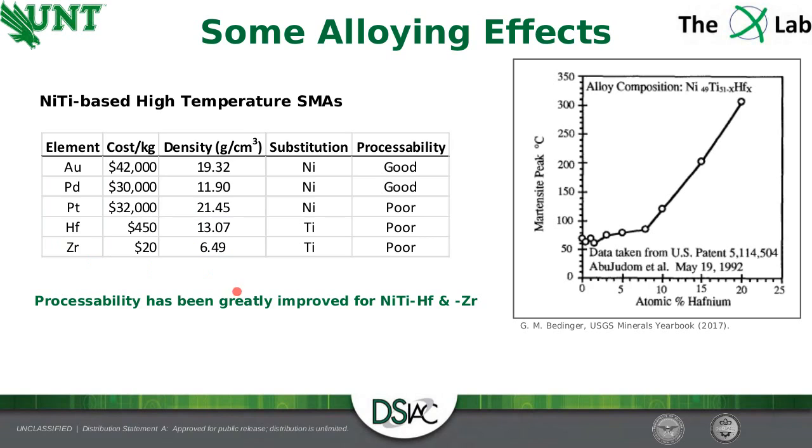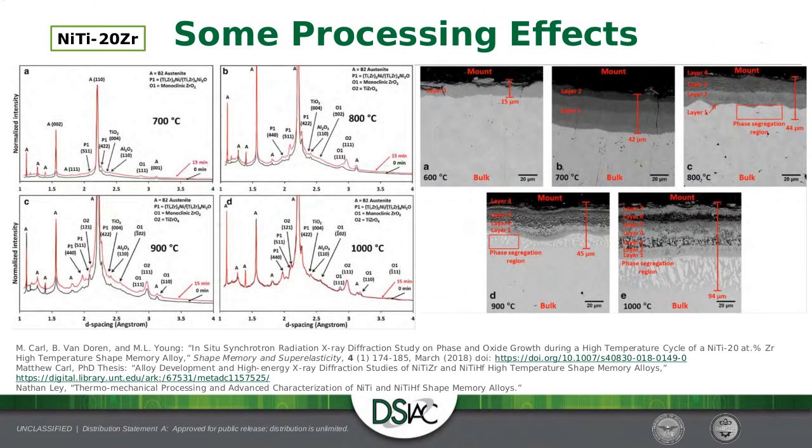Okay, so now I'll talk just briefly on one of the studies we did with ATI. This was a nickel titanium alloy with 20 atomic percent zirconium substituting for titanium, and we're looking at different temperatures. So this is processing effects. Basically, if you hold it from 0 time to 15 minutes, what changes? We're looking at the oxidation effects and the phase formation.